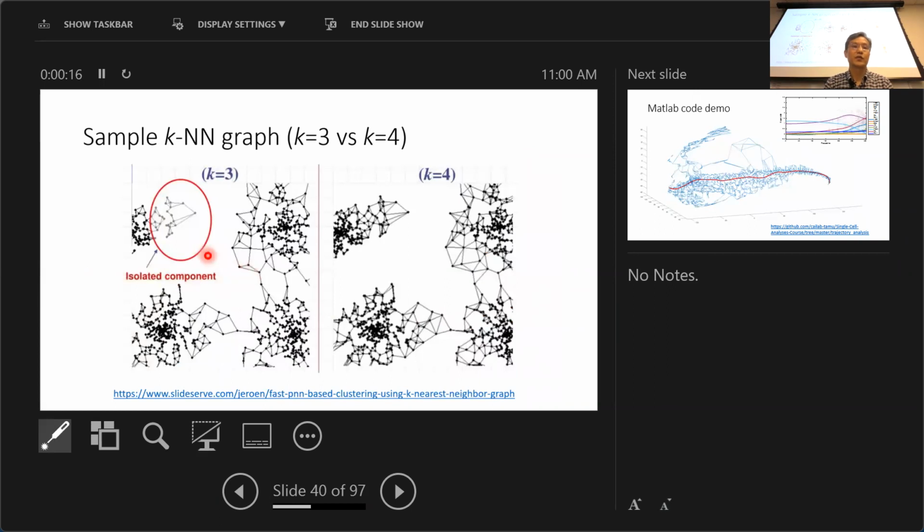So this is an example. If you use KNN when k equals 3, you find an isolated component. This is a component, all the data points are linked to themselves without a link to any others. But if you increase k to 4, this small island, this local network module, disappeared because when you search the top 4 neighbors, they start to make a link to join the neighbor nodes. At the end, you get something like this.